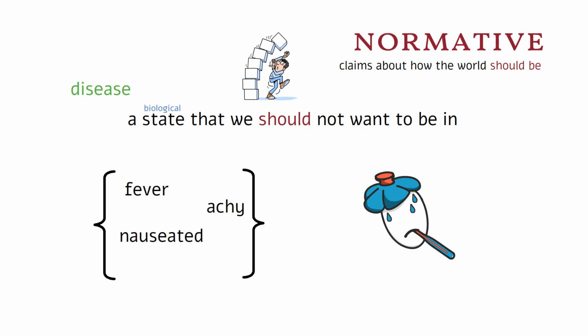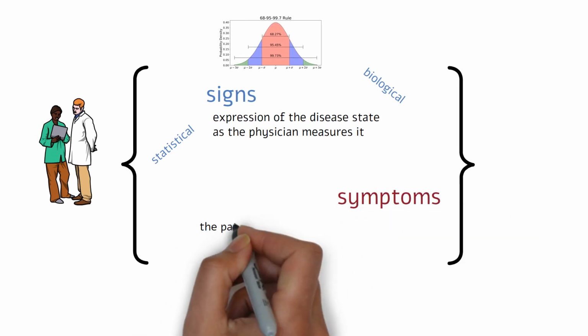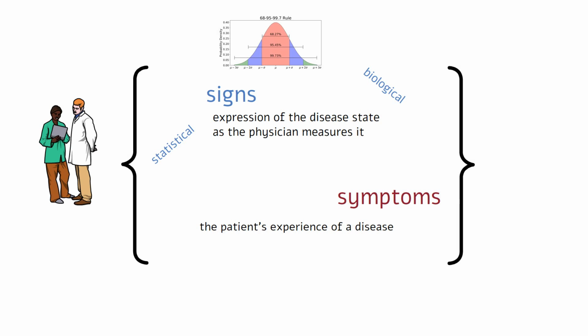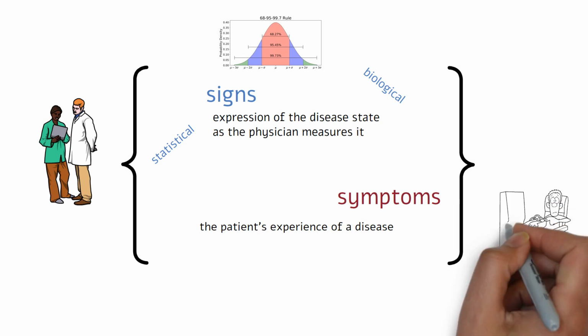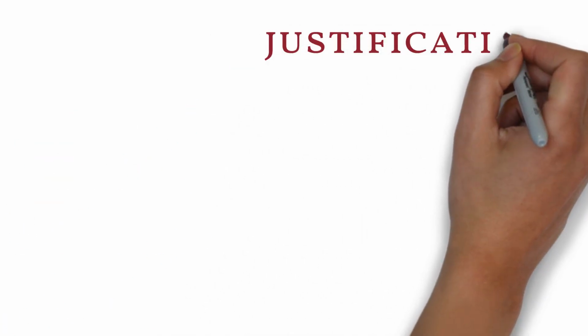From this perspective, we're likely to be more interested in the symptoms of disease, the patient's experience of that disease, in that they're telling us that those experiences are bad. This presents us with some interesting situations that illuminate questions about authority and justification.